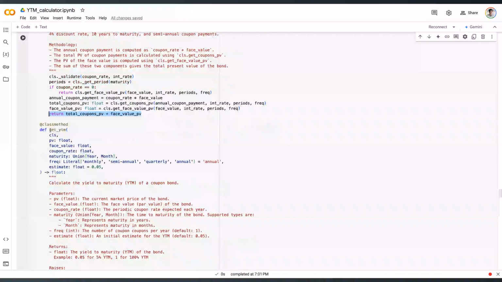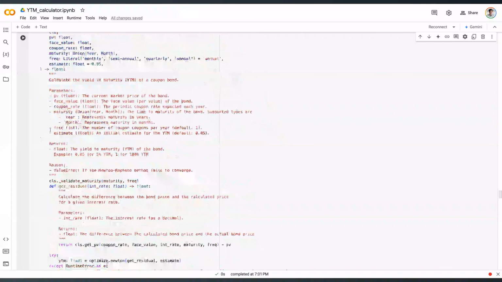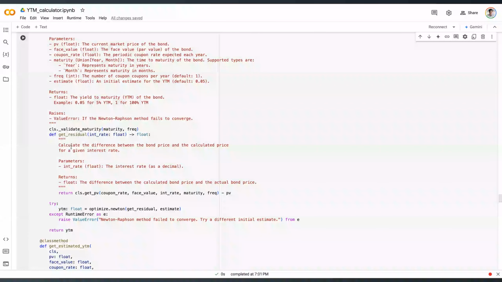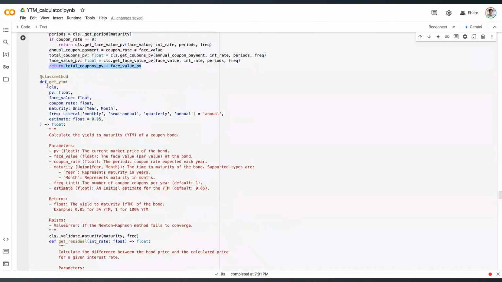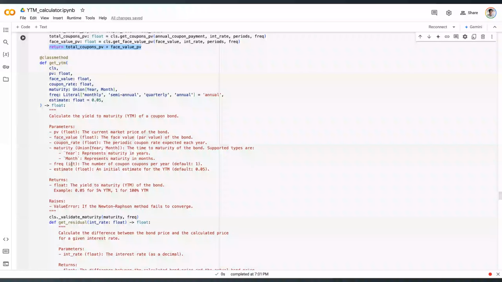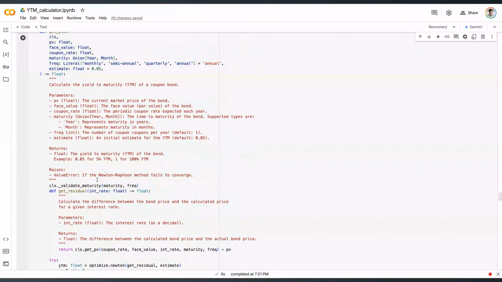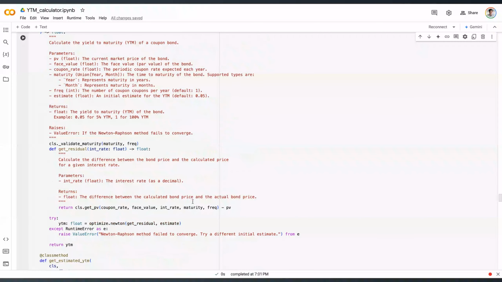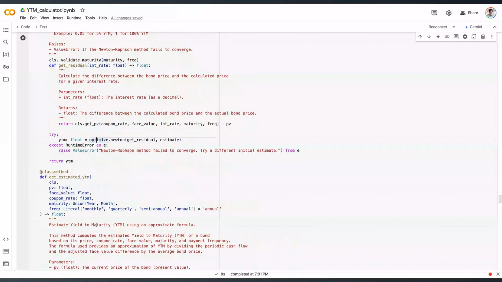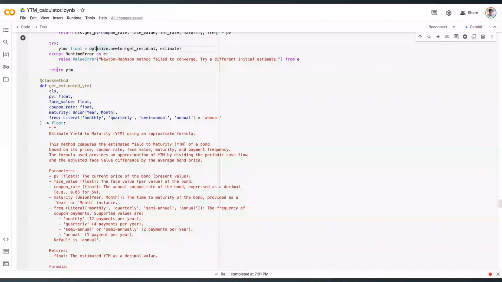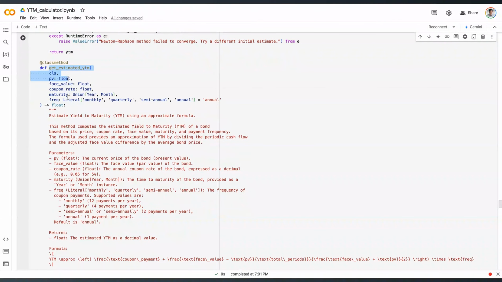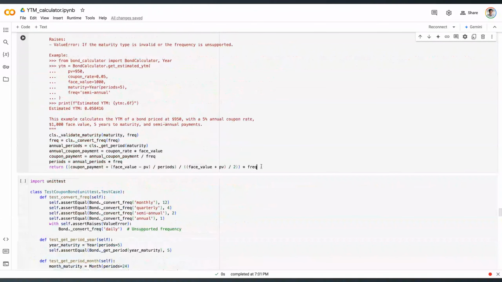Then the second method is get YTM, which implements the iterative approach that we discussed earlier. It's based on the Newton-Raphson method, which is this part, right? And we need to import the optimize package from SciPy. And the third method gives us the estimation of the yield to maturity, and it's a straightforward formula that you can see here.